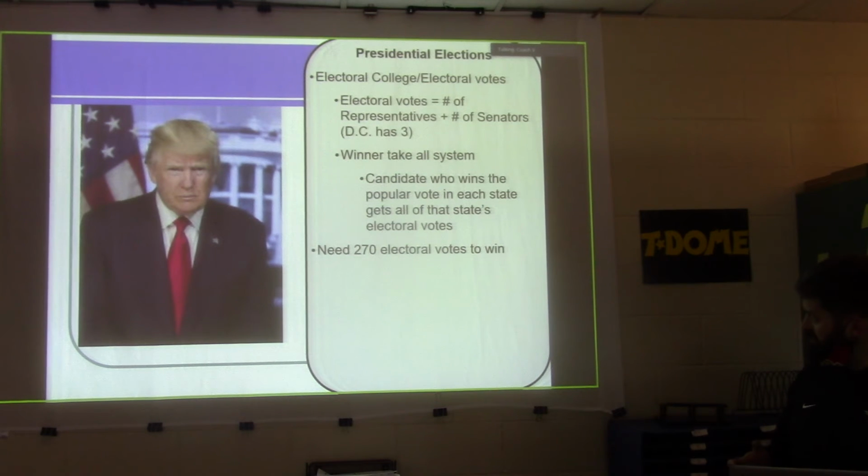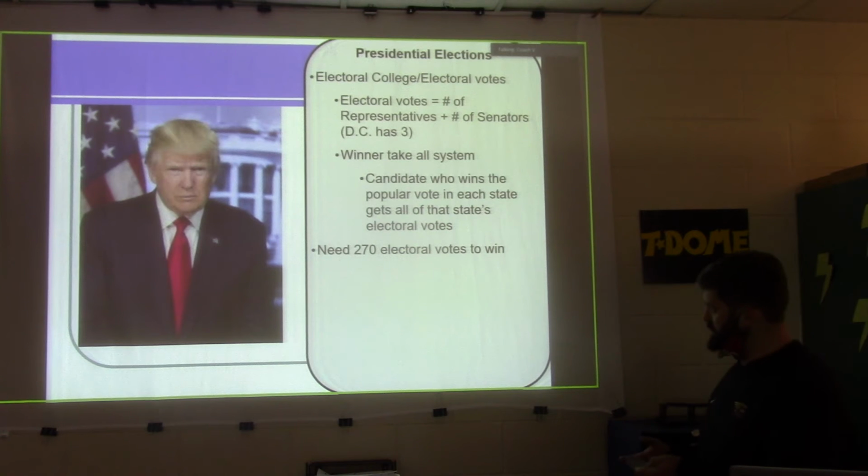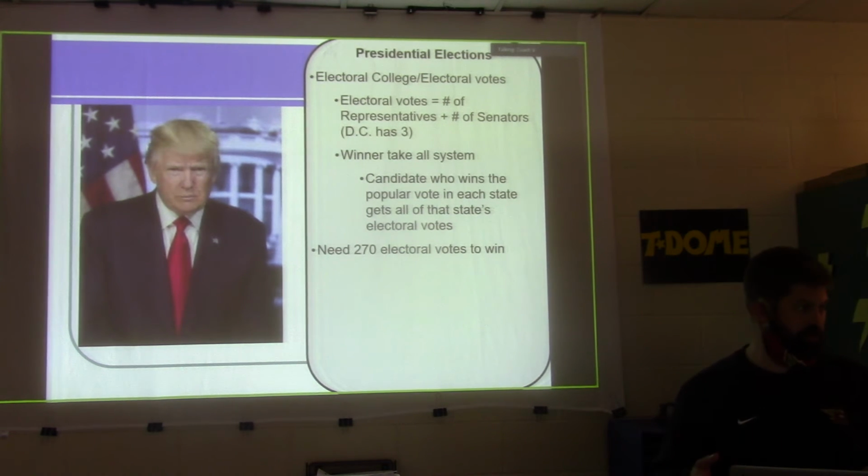So it's a winner-take-all system, so the candidate who wins the popular vote in each state gets all the state's electoral votes. You need 270 electoral votes to win, and if nobody gets 270 votes, it goes to the House of Representatives. Oh my goodness gracious, Michael.